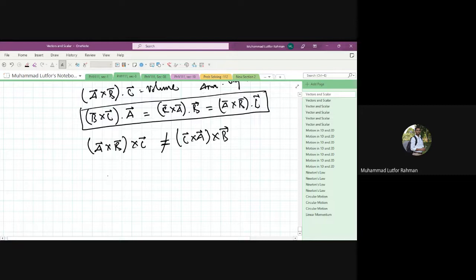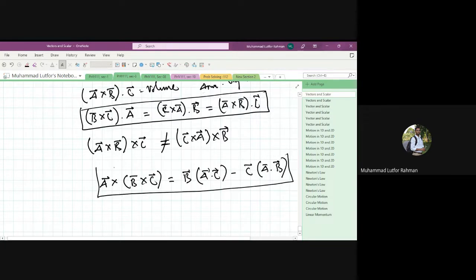If you extend your idea, you can use that one, but it's called the triple product of vectors. Whether it's a scalar or a vector, it's going to be the same. We can write it in another way. If you write A cross B cross C, we represent it as B times A dot C, which is a vector, minus C times A dot B. We write it in that form, and it's called the BAC-CAB rule.